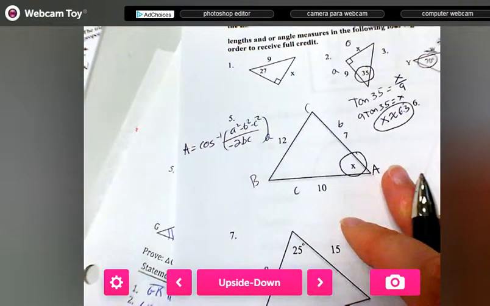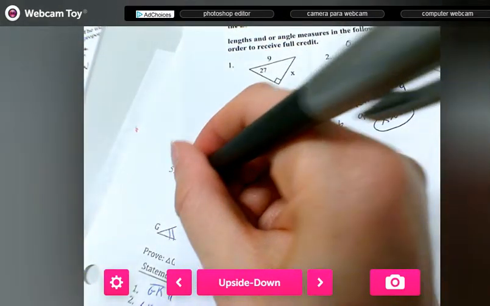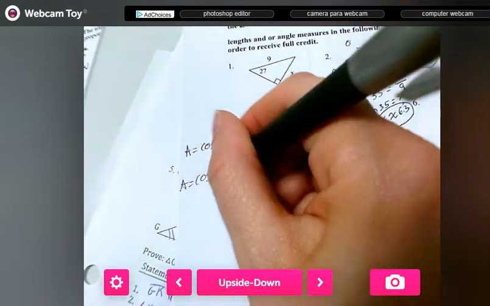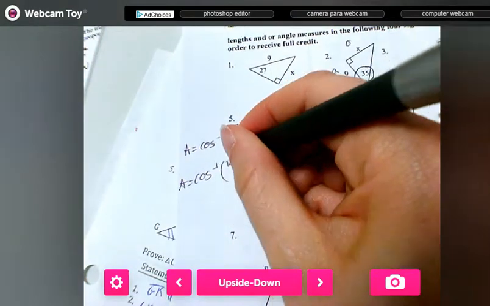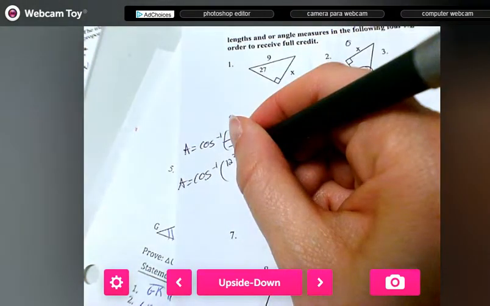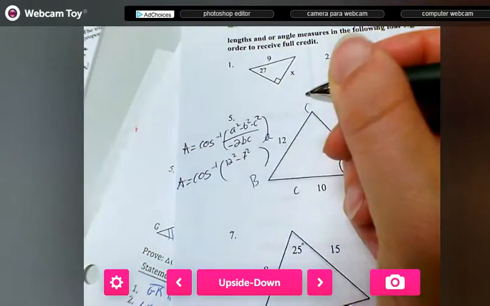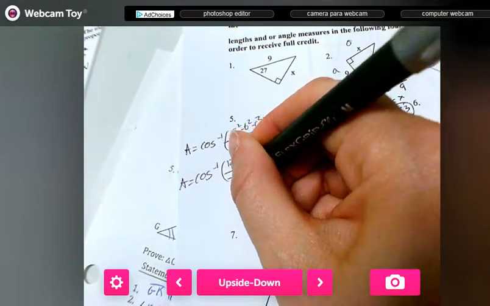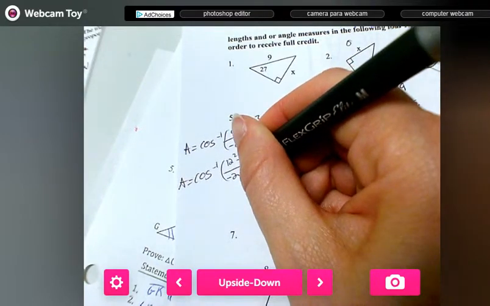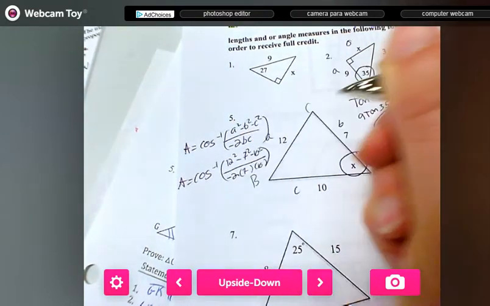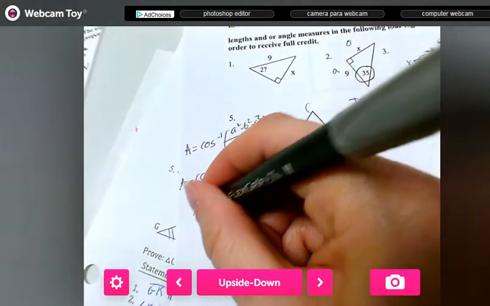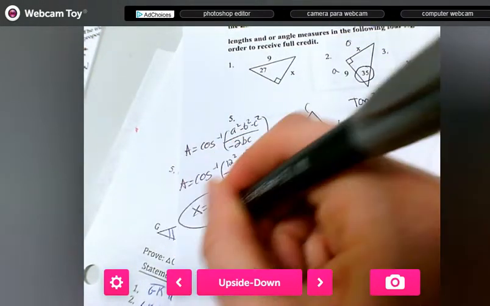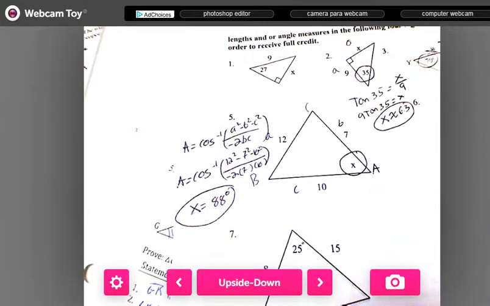So then I'm going to plug it in. I'm going to say A equals cosine -1. And I'm going to say 12 squared minus 7 squared minus 10 squared all over -2 times 7 times 10. And I put that in my calculator, and I get x equals 88 degrees. Okay? What about 6, 7, or 8? Anybody want to do any of those?